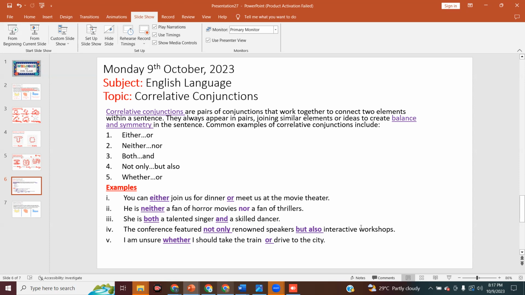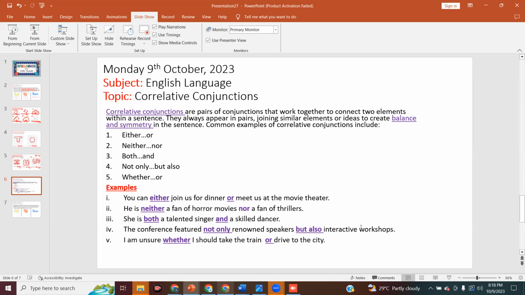So the conference featured not only renowned speakers, but also interactive workshops. I can use it if I want to show the symmetry of a person's character. She's both a talented singer and a skilled dancer. So there I am showing the two sides of her skill set. So there I use correlative conjunctions. If I want to emphasize the exclusivity of a person, he is neither a fan of horror movies nor a fan of thrillers. Or if I want to show choices, you can either join us for dinner or meet us at the movie theater.